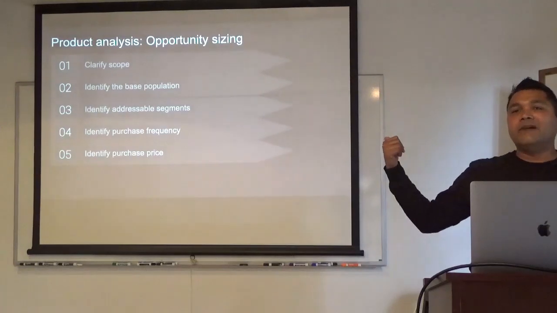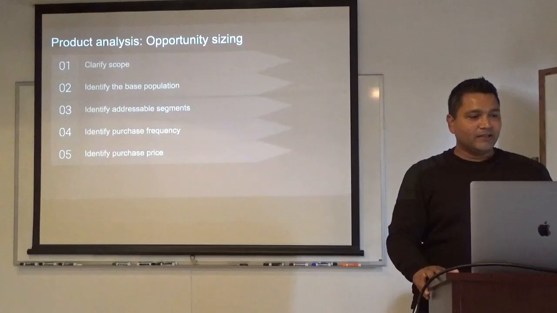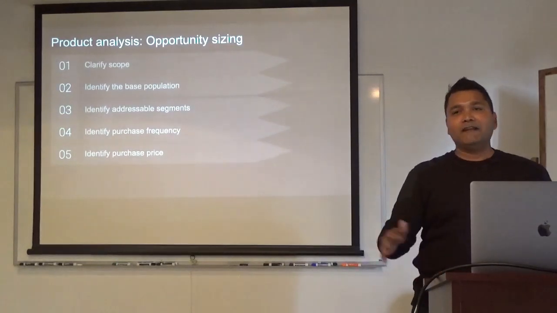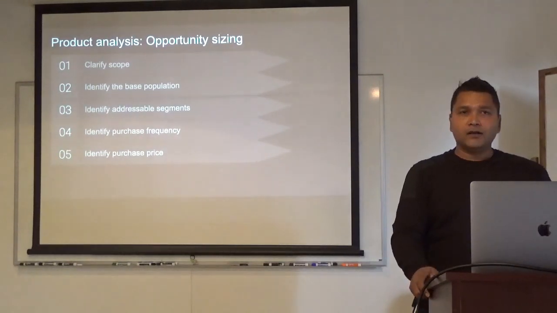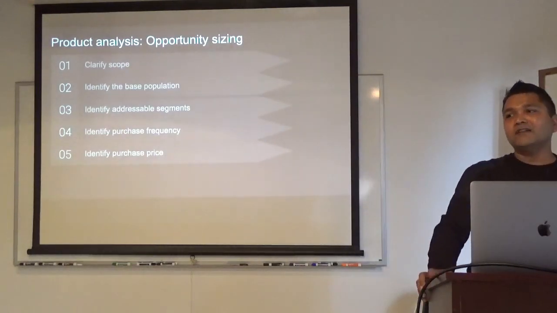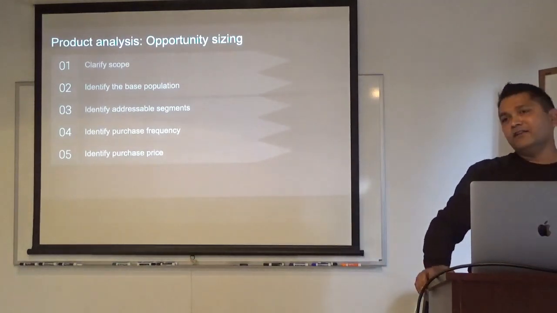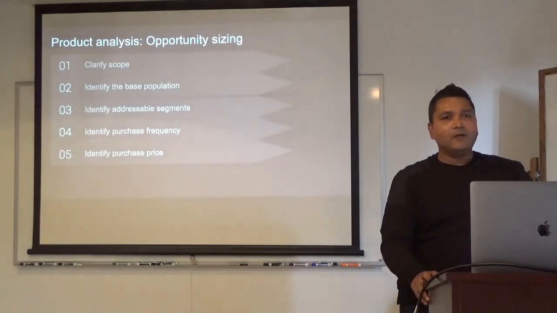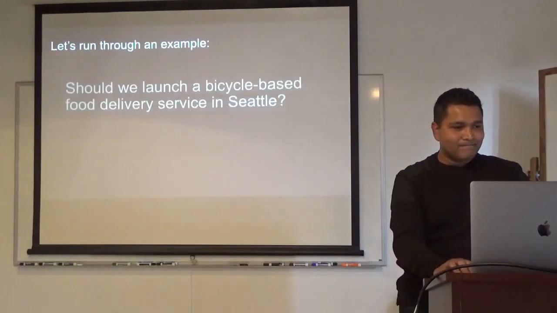Then you identify the base population. What I mean by the base population is, and we'll talk about these more, it's basically how many people have access to the service. Not how many people will use the service, but how many even have access to it. Like Seattle Airport, for instance, everybody has access to it, but does everybody use it? No. And that's where you get to the addressable segments of all the people in your base population. How many are you even going after? Then purchase frequency is how many times are they going to use your service? And lastly, how much will they pay each time they use it? And we'll run through an example.